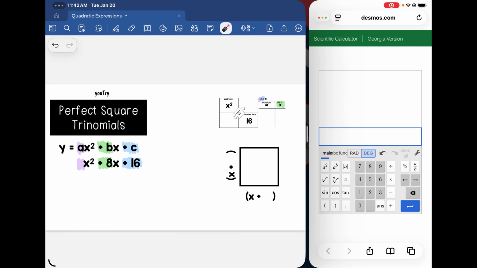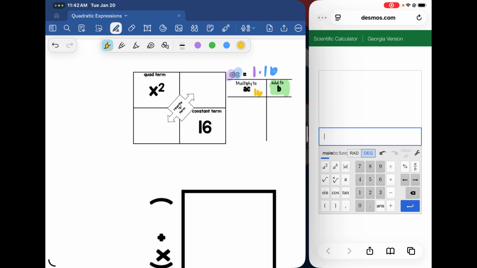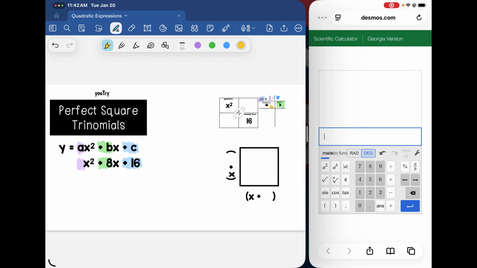Let's try another. All right, let's look at this example: x squared plus 8x plus 16. And we want to make sure that it is a perfect square trinomial. So we're going to factor it. We have our x squared and our 16, and I need to find two numbers that will multiply to a times c and then add up to b. So what is our a times c value? My a value is 1 times my c value, which is 16, will give me an a times c of 16. And I want them to add up to my b value, which is a positive 8.